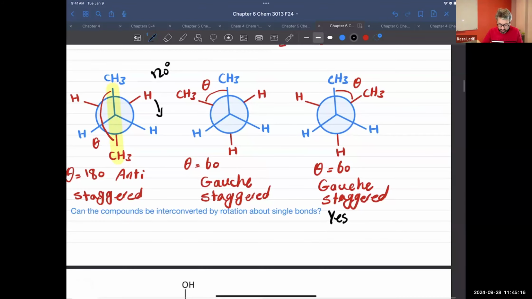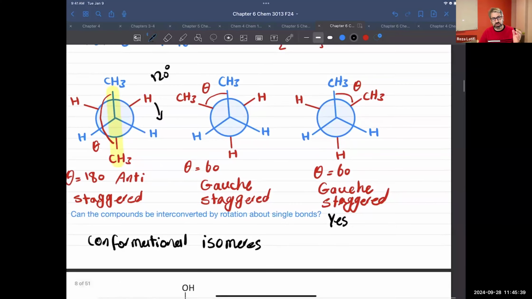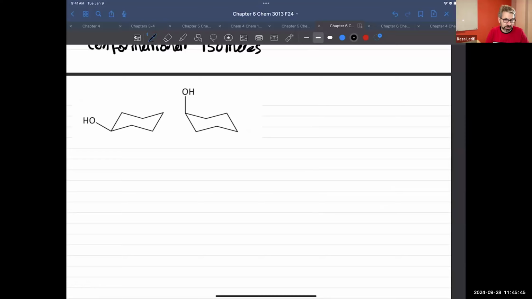And now what should I call them? I'm going to call them conformational isomers. So these are isomers that we got through rotation around a single carbon-carbon bond. Now let's get back to the example that we were practicing.